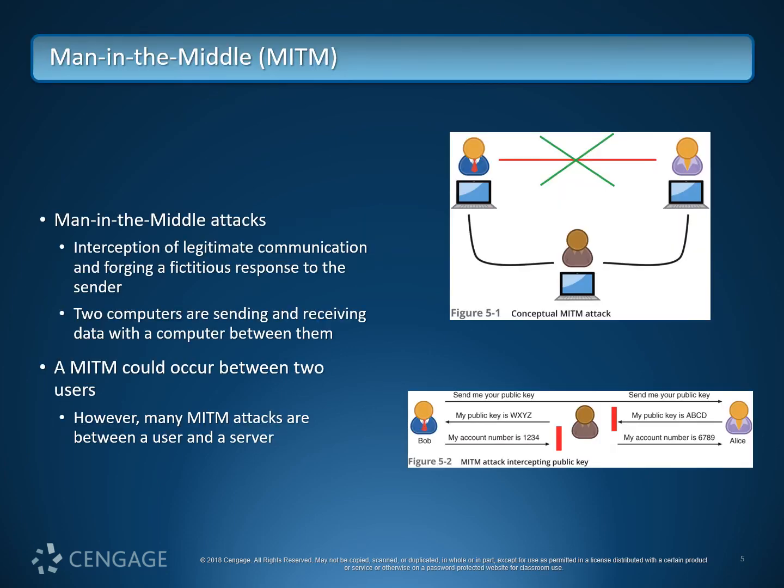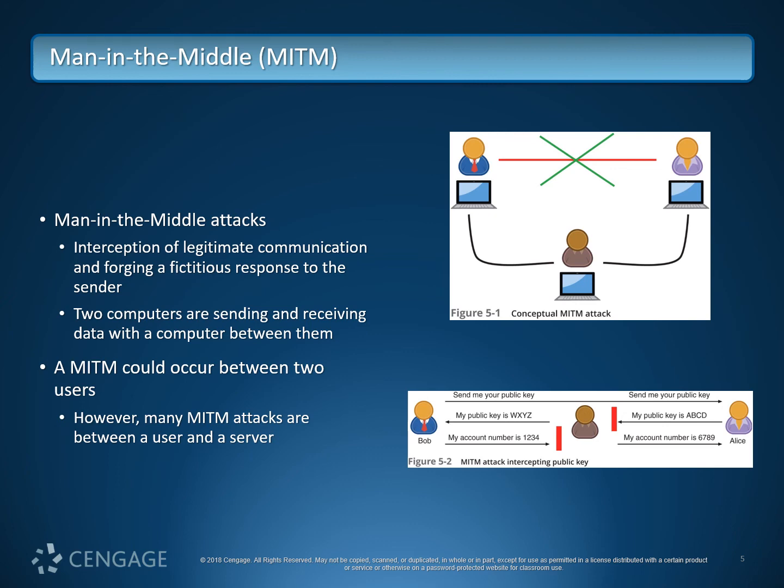Man in the middle, commonly abbreviated as MITM, is the interception of legitimate communication and forging a fictitious response to a sender. The two computers are sending and receiving to one another, so we are able to facilitate normal conversation, but in this case, the data that's being trafficked can be stopped by a third party or possibly more and be manipulated in that way. Now, an MITM could occur between just two users sending and receiving.